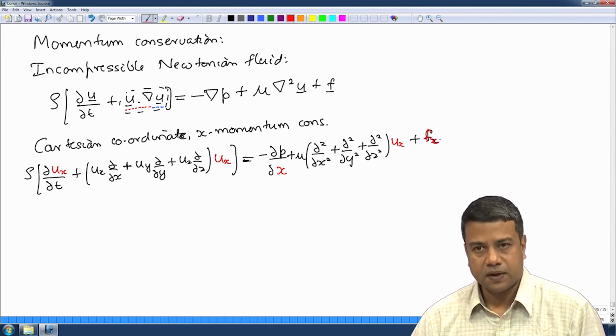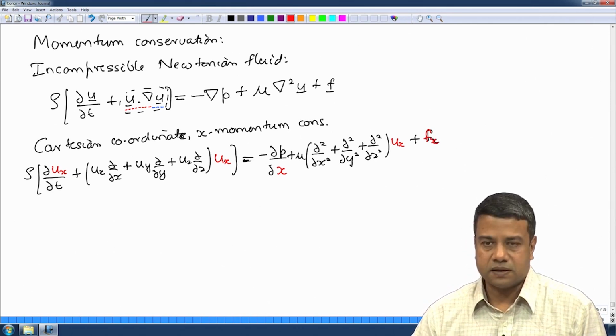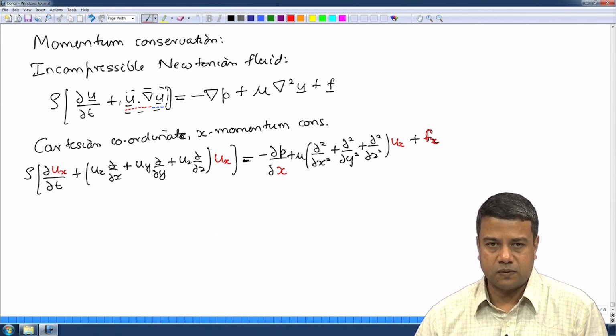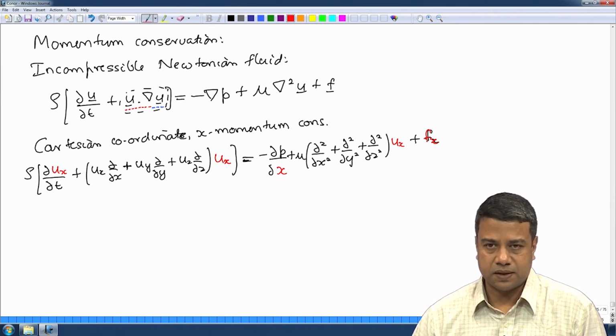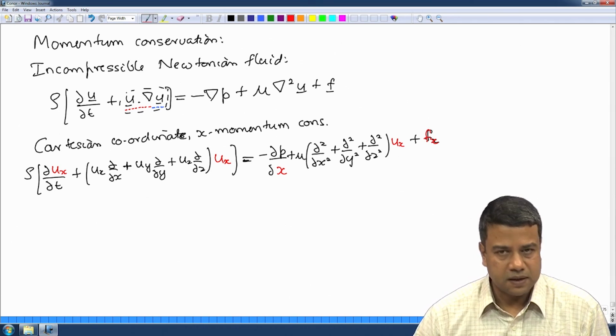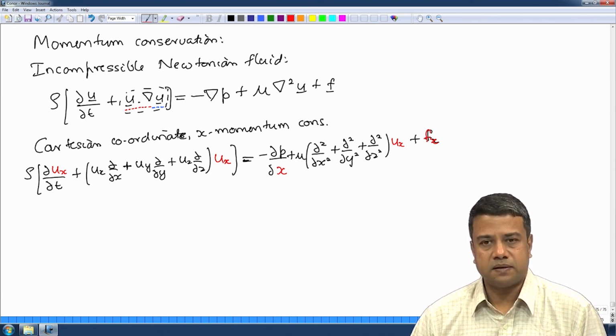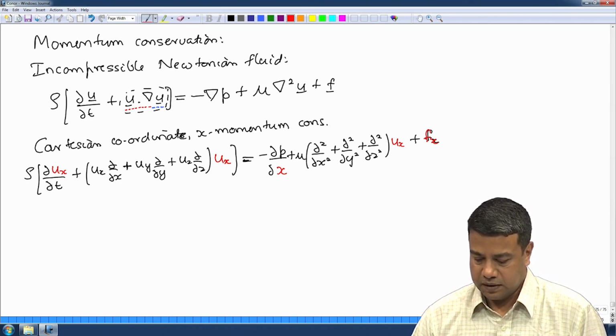When you go to the y equation, these are the three that you would change. The red colored ones are what you would change from u x to u y. The rest remains the same, and similarly from u x to u z. So, that is the momentum conservation equation.